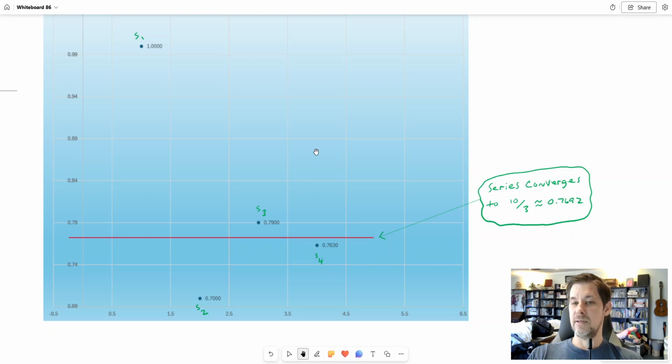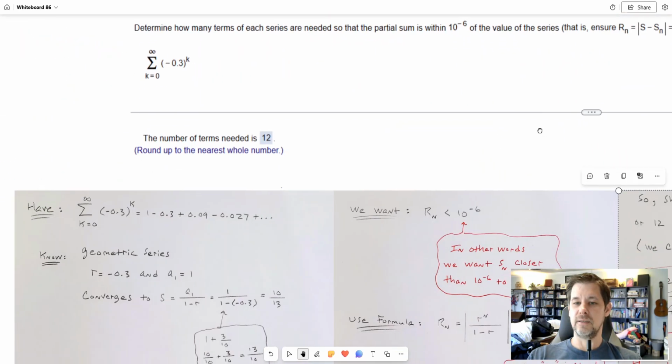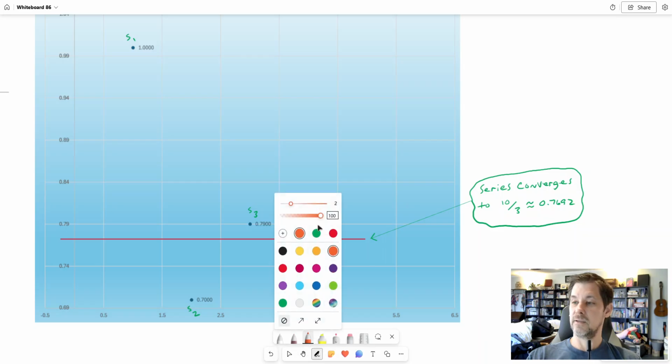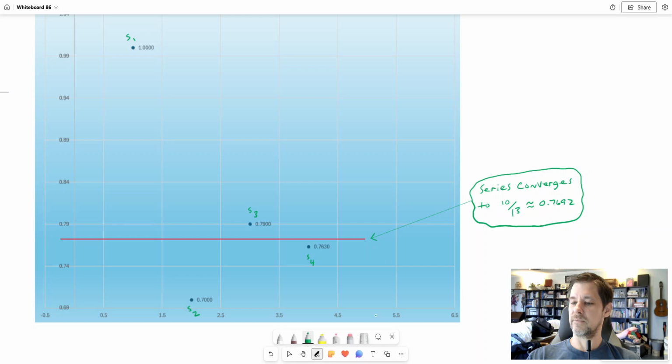Now, what you can see here is the more terms I'm adding, the closer those grand totals are getting to this red line, which on my graph represents what the series converges to, which is 10 over 13, which turns out to be about 0.7692 with a little rounding. So there, 10 over 13.